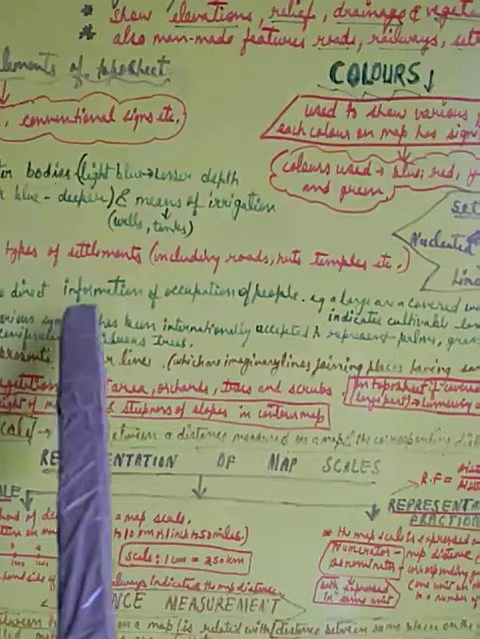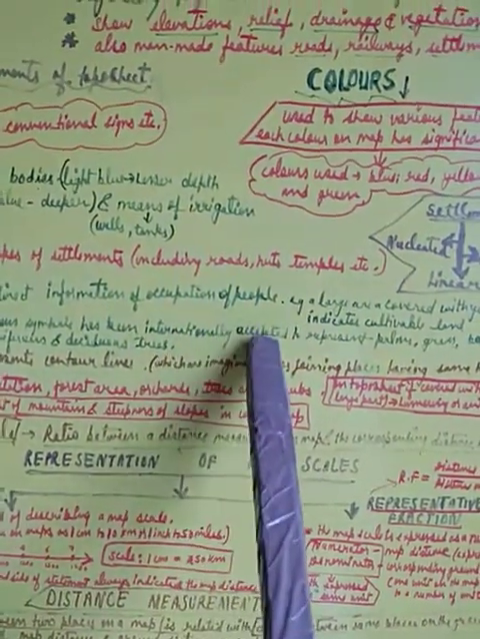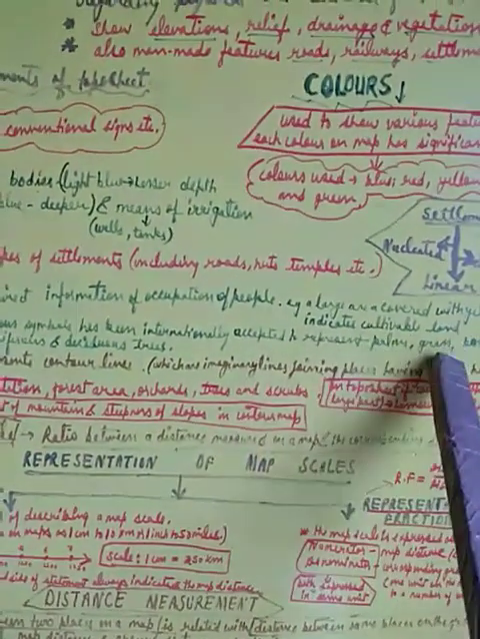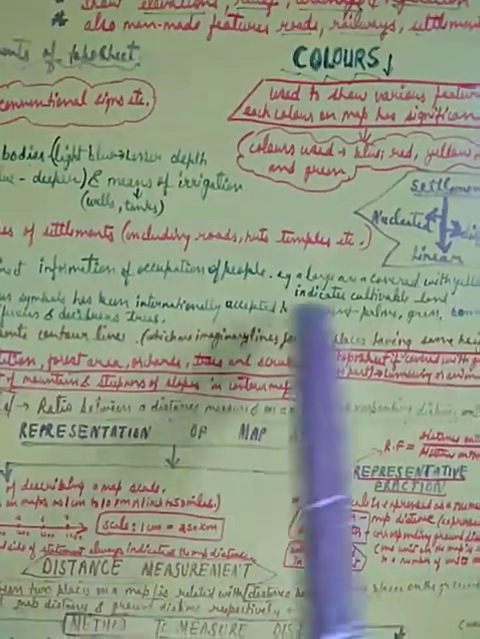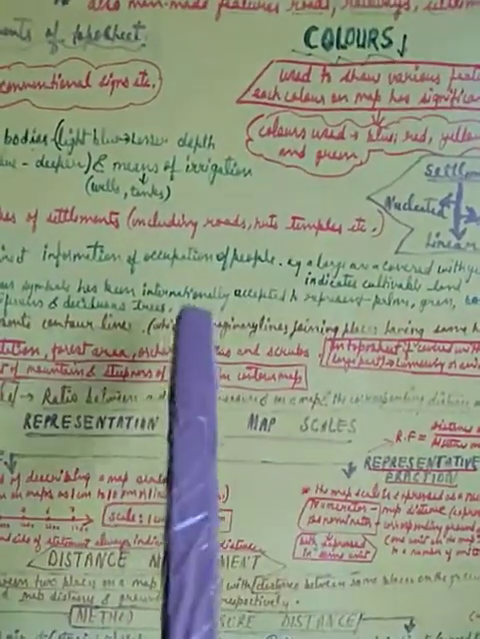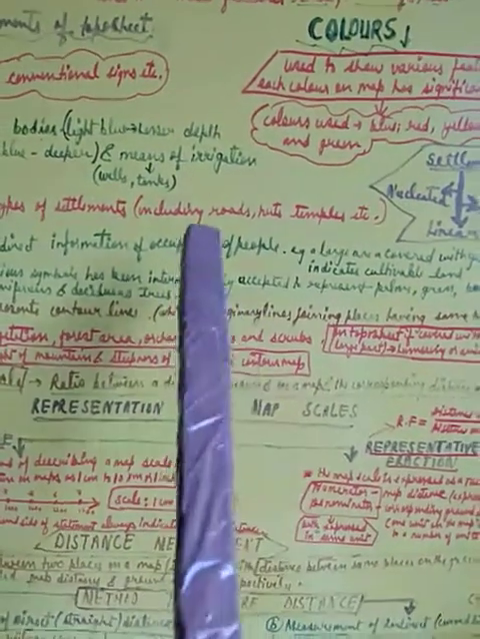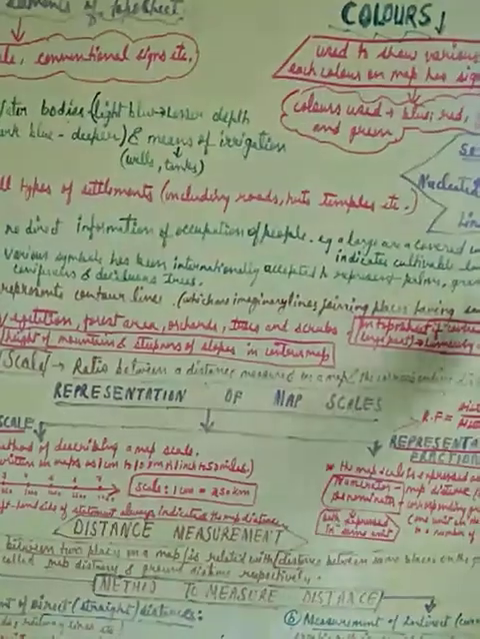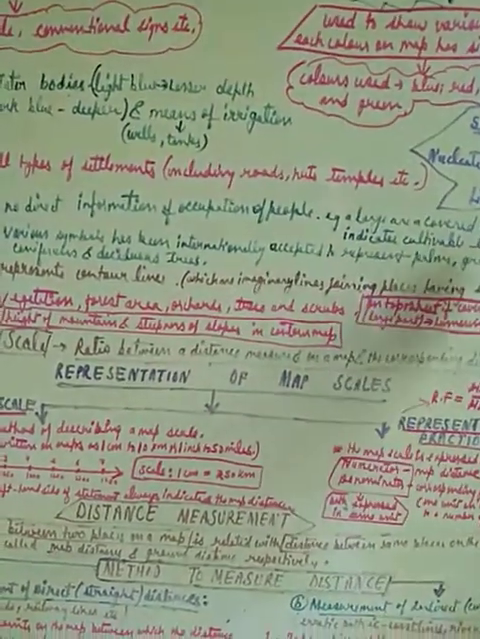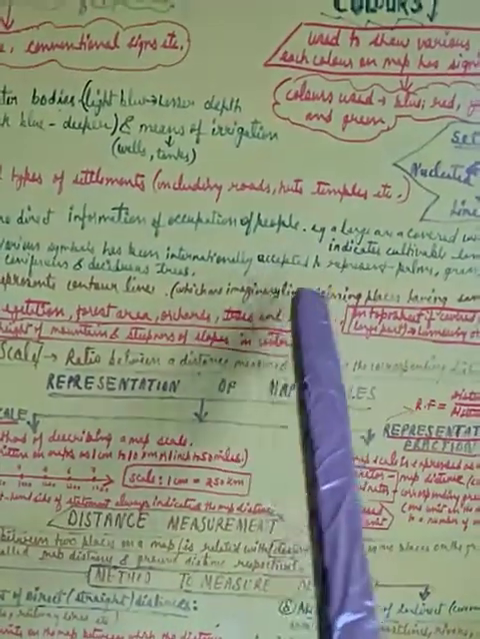And various symbols have been internationally accepted to represent palms, grass, bamboos, coniferous and deciduous trees. When we have to show all these things, it has been accepted internationally that they are going to be shown through various symbols. We are going to talk about the signs and symbols later.